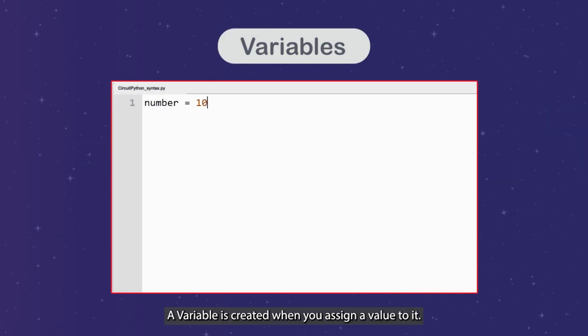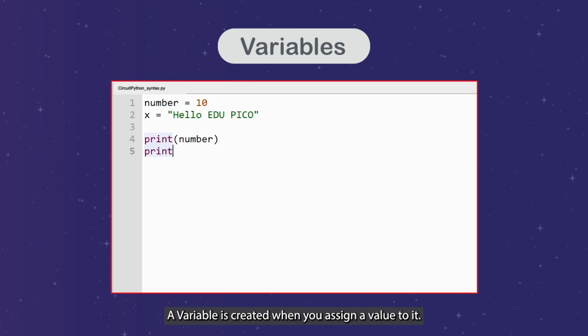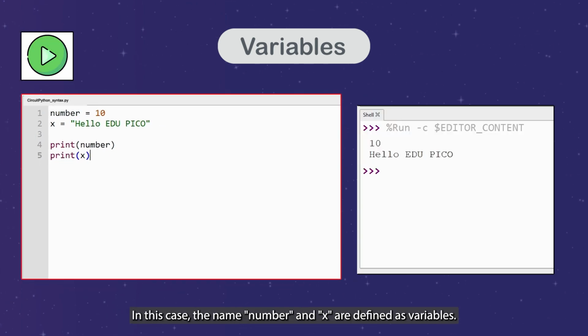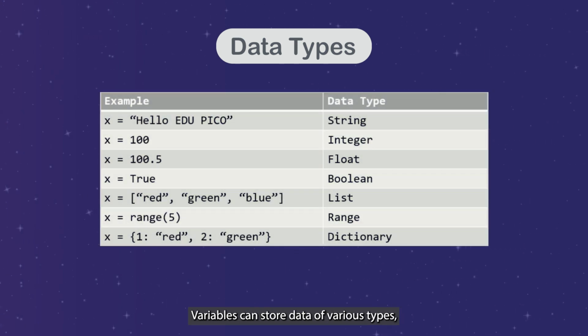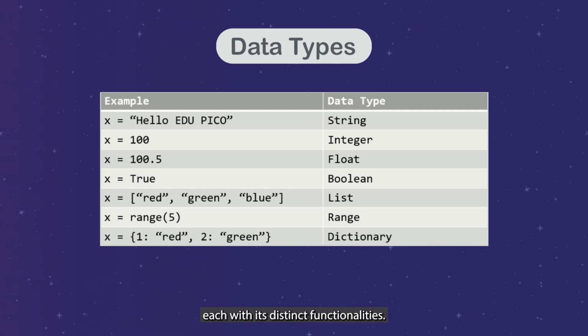A variable is created when you assign a value to it. In this case, the name, number, and x are defined as variables. Understanding data types is essential in programming. Variables can store data of various types, each with its distinct functionalities.